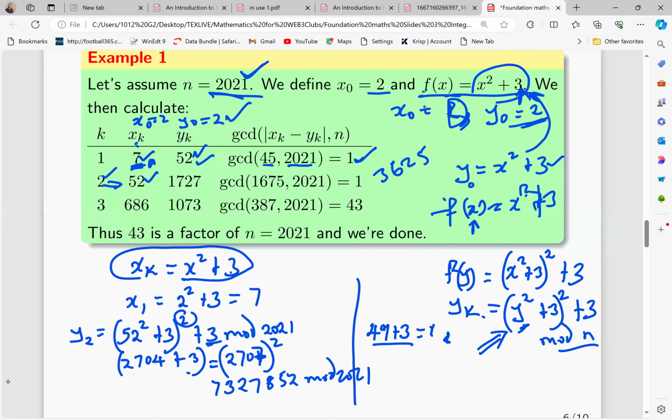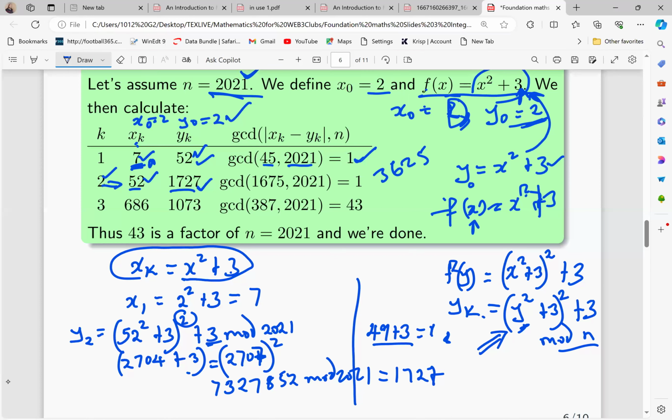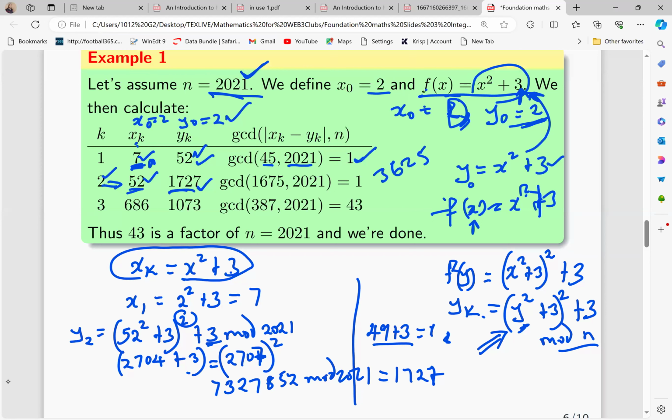3,625 times. Let me find the remainder. So the remainder now is, it went there 3,625 times. The remainder is 1727. That's the number you see here. After that, take this x2, subtract from y2. When you subtract x2 from y2, you get 1675.